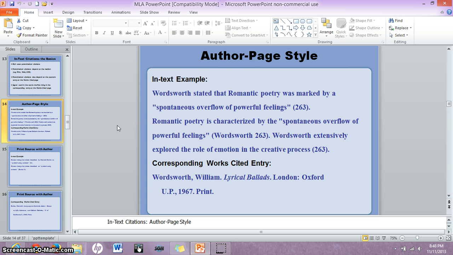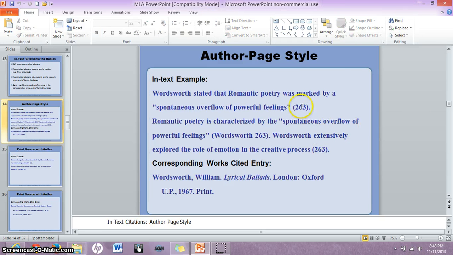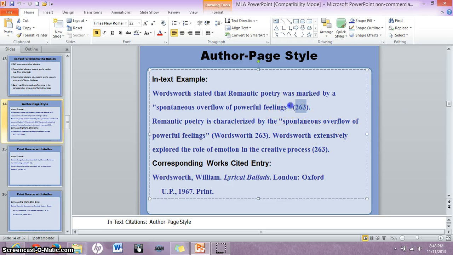So here's how you do this. This is what they look like. Please note right here that the punctuation comes after the parentheses. These are also called parenthetical documentation because the page numbers are in parentheses right there. So the parentheses are part of your sentence because your quote is part of your sentence. So you want to make sure that that punctuation comes after the parentheses to make sure that it's included. Do not put it after feelings, after the last word of your quote.